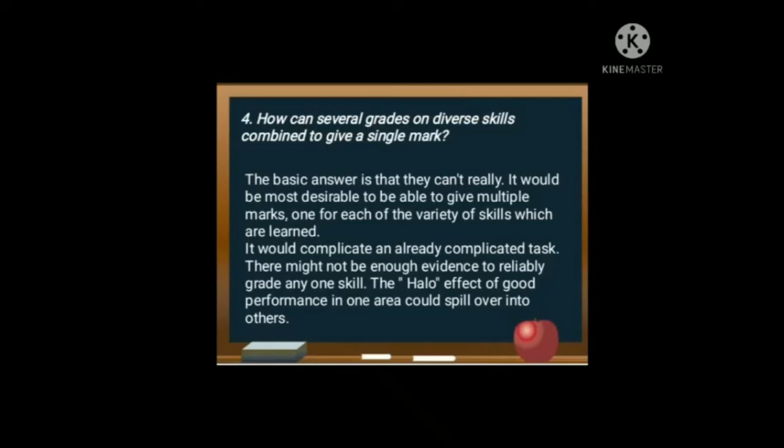Fourth, how can several grades on diverse skills combine to give a single mark? The basic answer is that they can't really. It would be most desirable to be able to give multiple marks, one for each of the variety of skills which are learned. It would complicate an already complicated task. There might not be enough evidence to reliably grade any one skill. The halo effect of good performance in one area could spill over into others.